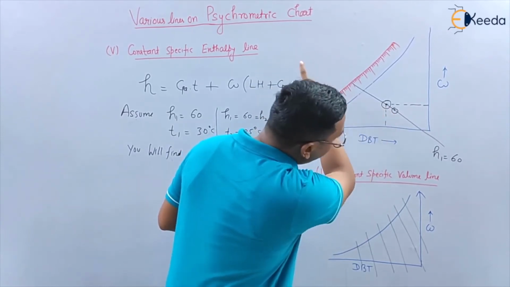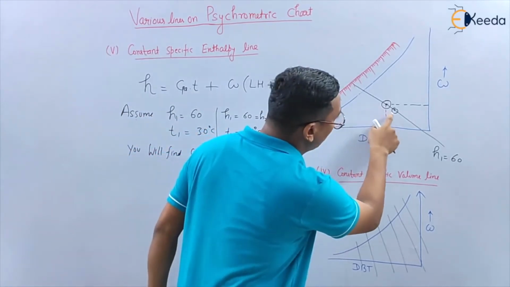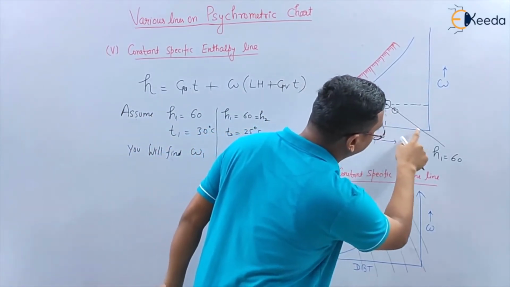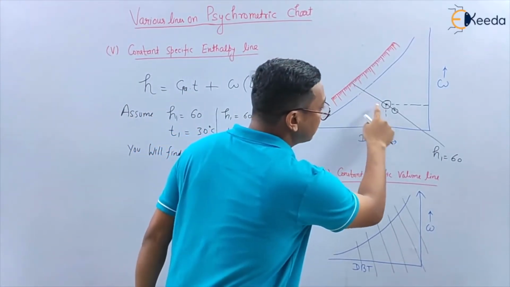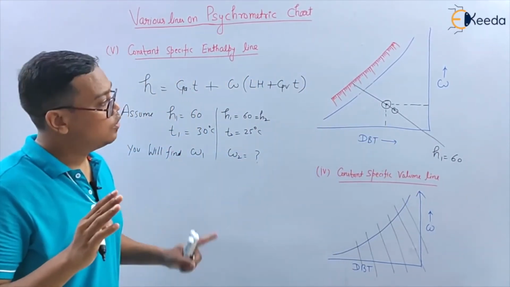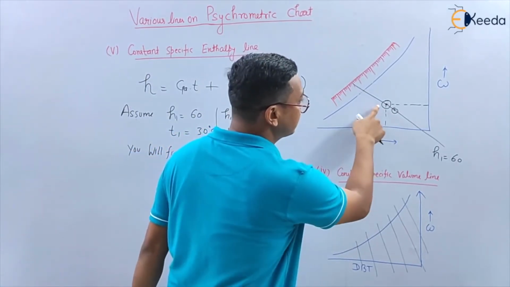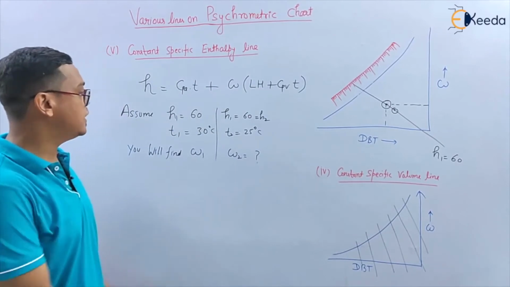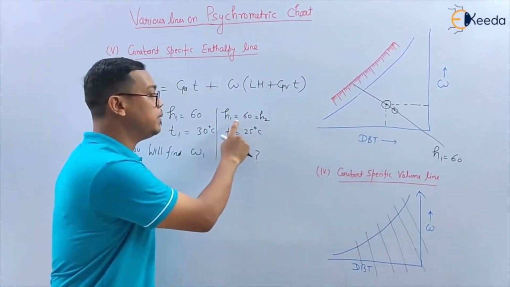Both these points we will connect. We will connect both these points, and the line will be drawn like this. I have drawn this line already, but you have to understand these two points. First, I will find this point for this enthalpy. Then, I will find this point for this enthalpy.